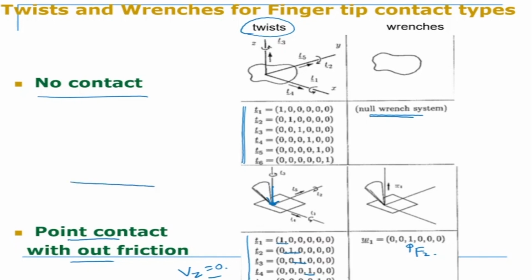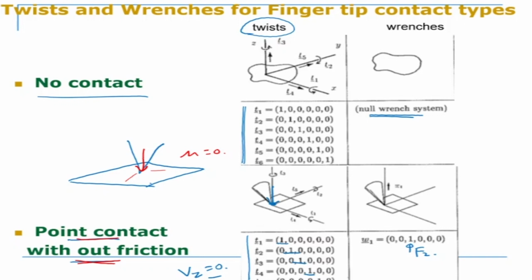It's like saying that on this object, if we have this point which is being applied, we apply a force here. Because there is no friction, there is no normal reaction, because mu is equal to 0. So you can apply only one force. You cannot apply any moment because there is no friction again. Okay, and there is no surface contact. So point contact with friction basically means you can apply 5 twists and 1 wrench.